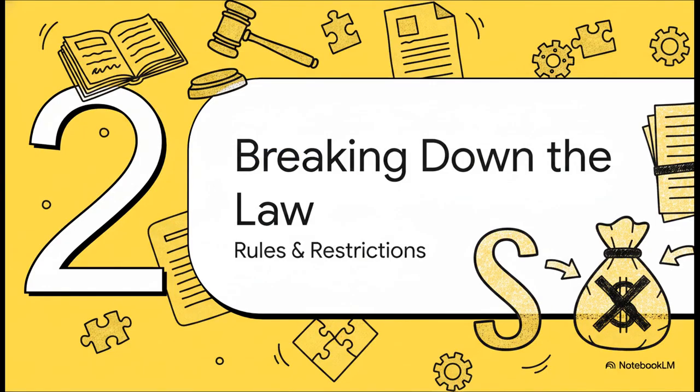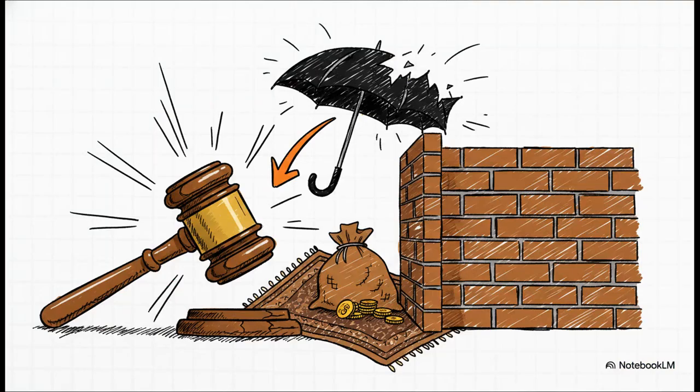Section 2. Breaking down the law. So what does the law actually say? Well, it establishes an absolute non-negotiable rule. Section 120 explicitly states that any loss, whether it's brought forward from previous years or incurred during the current year, cannot be set off against undisclosed income.